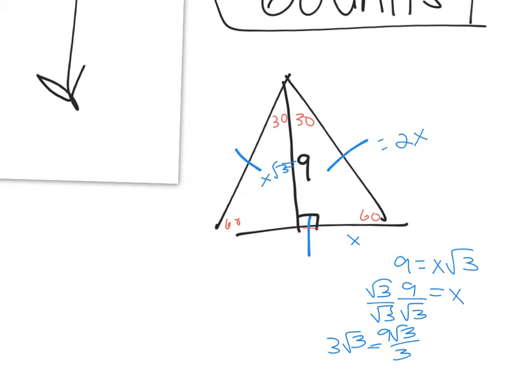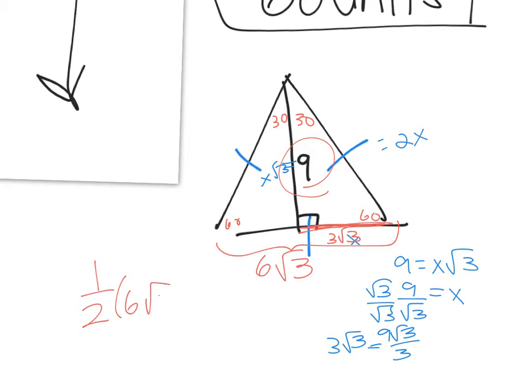So that's this segment here, which would get doubled for its base. Now I already have the height. So a half of 6 is 3. 3 times 9 is 27 root 3.